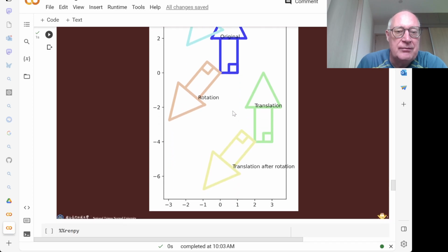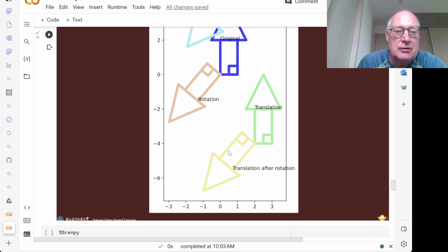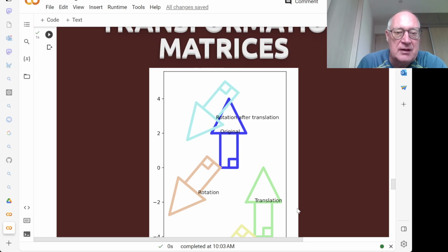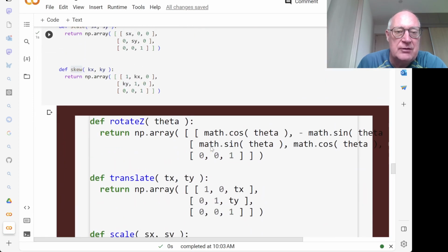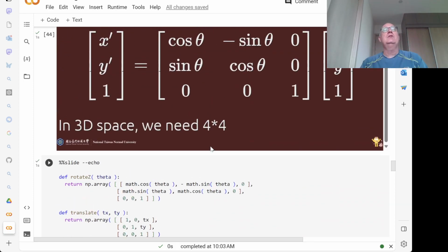So here, if we rotate it first and then translate it, we end up with this yellow shape. If I translate it first and then rotate it, I end up with the cyan shape here. Now, the order matters because matrix multiplication is not commutative. A multiplied by B for matrices A and B is not always the same as B multiplied by A. Sometimes it is just by luck, but usually it's not.